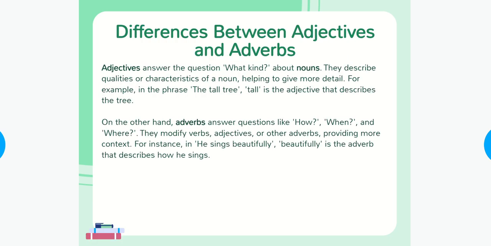Here are the differences between the two. Adjectives answer the question, what kind, about nouns. They describe qualities or characteristics of a noun, helping to give more detail. For example, in the phrase, the tall tree, tall is the adjective. On the other hand, adverbs answer questions like how, when, and where. They modify or change verbs, adjectives, or other adverbs. For instance, in he sings beautifully, beautifully is the adverb that describes how he sings.